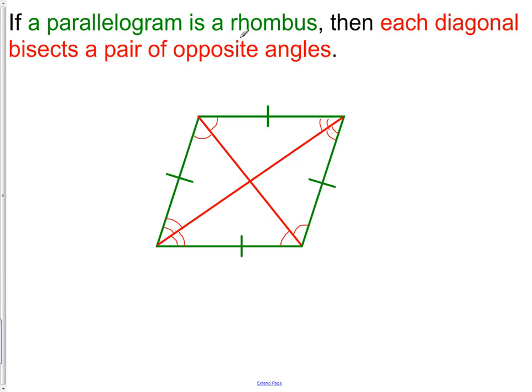If a parallelogram is a rhombus, then each diagonal bisects a pair of opposite angles. What happens in a rhombus then is the diagonals, as they go across the figure, bisect the corner angles. And it actually ends up creating 4 congruent angles. Same thing with the other diagonal. It creates 4 congruent angles.